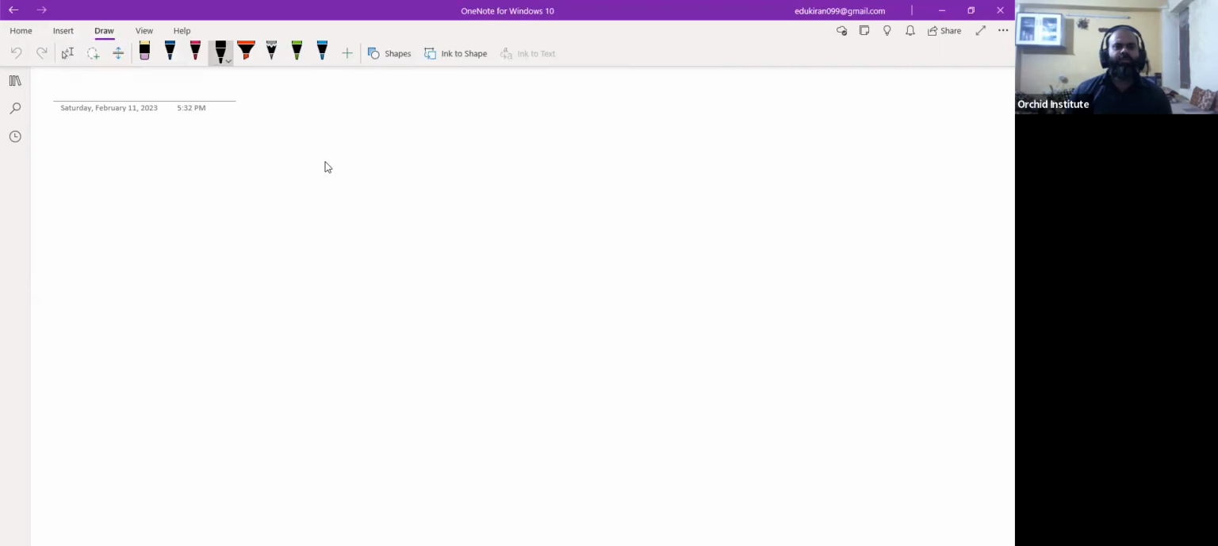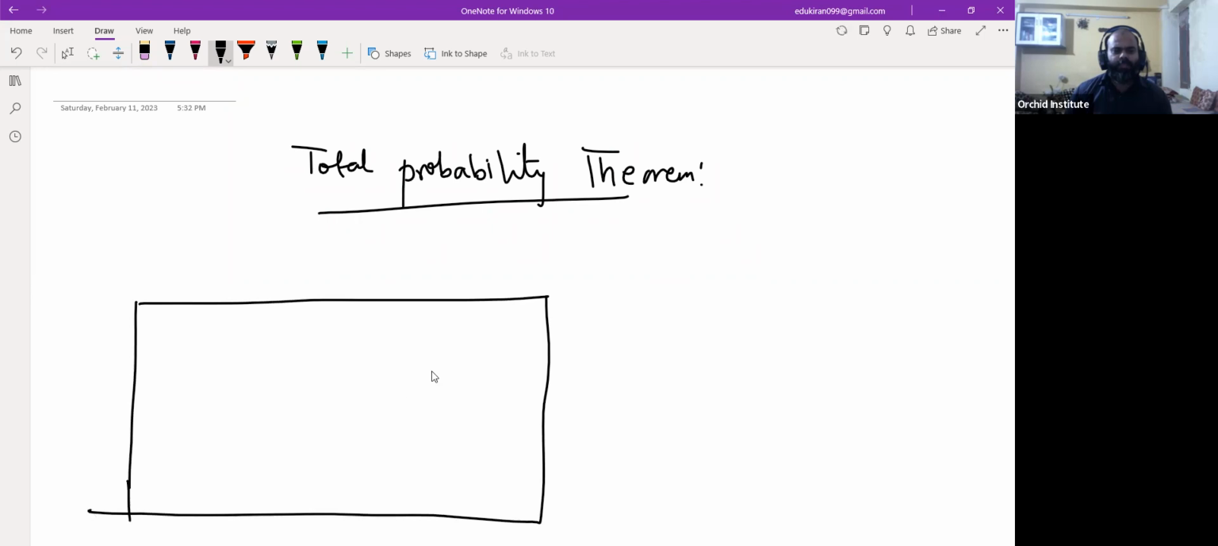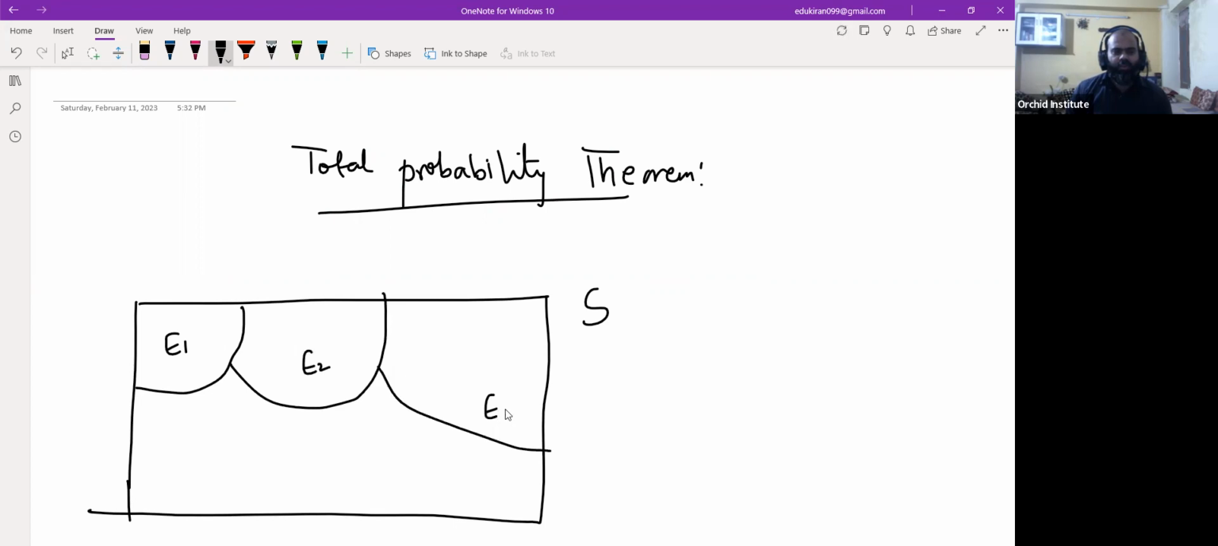So Bayes theorem, before Bayes theorem, we have to do total probability theorem. So what is total probability theorem? I give you a case where there are many events in a sample space. This is a sample space, and in the sample space there are many events like E1, E2, E3, dot dot dot, En.